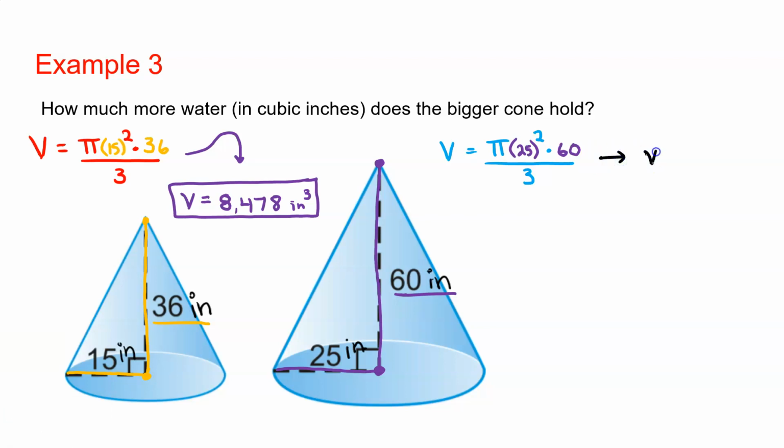So what does this give me? Volume is equal to, so on my calculator, I'm doing 25 to the second power first. So 25 times 25. I got 625. Then I multiply it by the height, which is 60. I get 37,500. When I multiply that by pi, 3.14, I end up with 117,750, and then I divide that by 3 at the end, and I end up with a total volume of 39,250 cubic inches. So again, that is not the final answer.